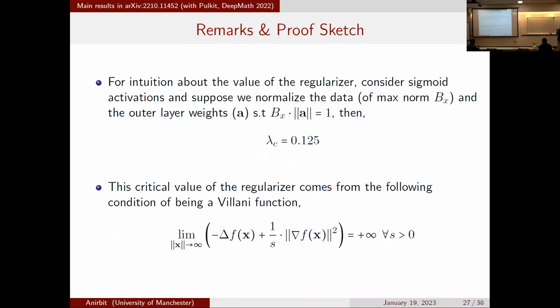So the question was about what is lambda c. It is computable. We can actually prove that in the very standard case, where we do a lot of the experiments, if your data norm and the outer layer norm are normalized to have a product of 1, and I'm considering sigmoid gates, then you can run through the calculation and compute that the threshold is 0.125. It is a precise number. There's no ambiguity about what the threshold of regularization is. You have to use a 0.125 threshold for the theory to kick in.